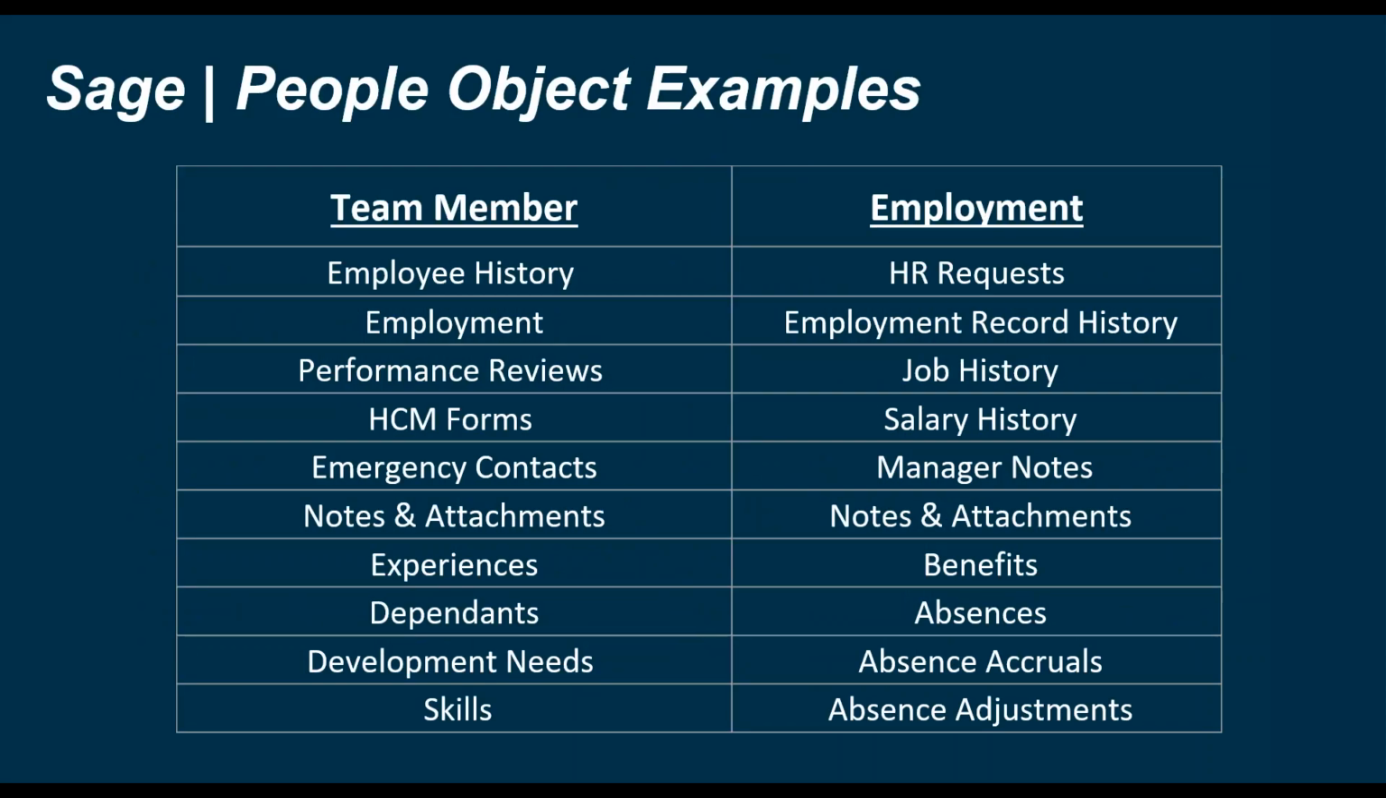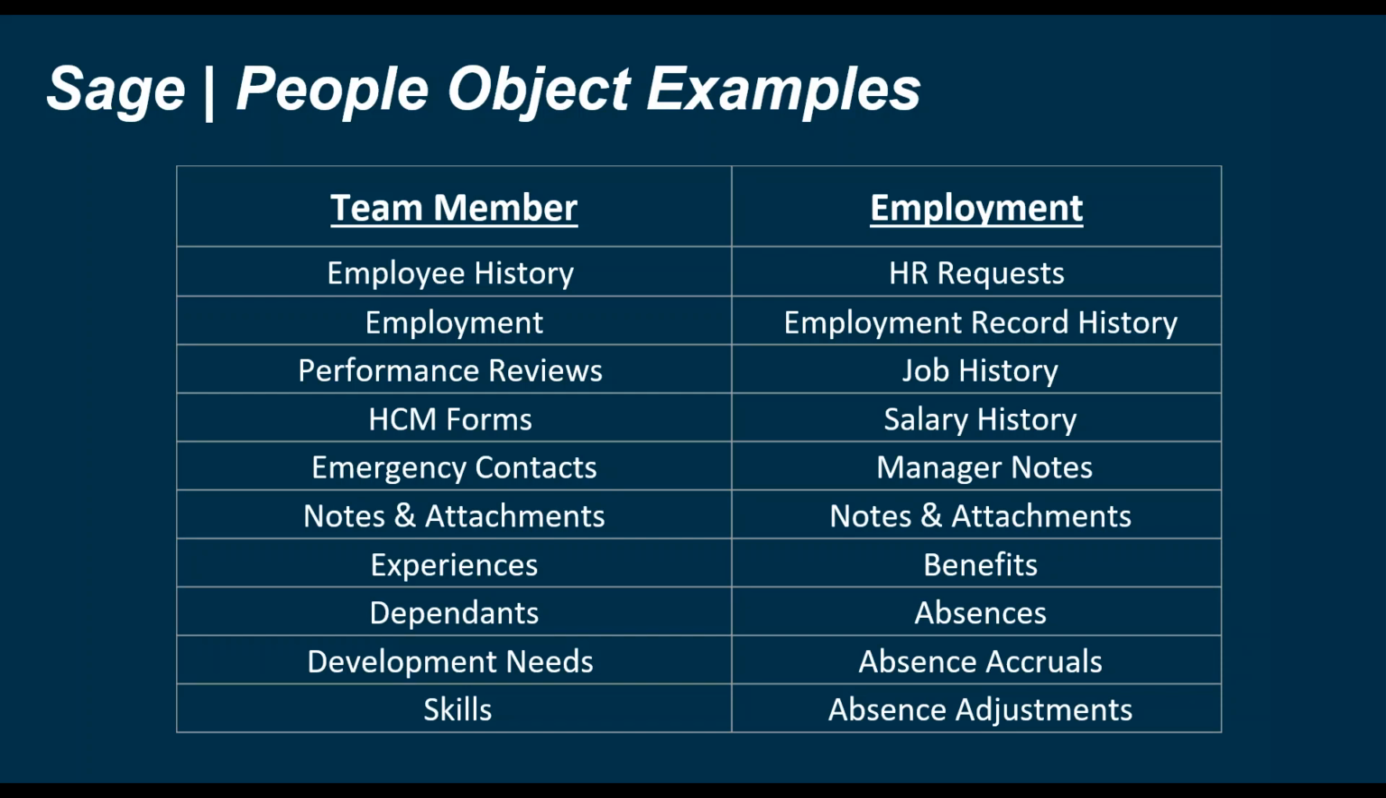In terms of the examples that I can give you, we'll be looking at the 2 main records within Sage People, and that is the team member and the employment records. So as you can see on the data table, you have the team member, and there then are a set of objects that are relevant and related directly to the team member. And then you've also got the employment record, which has another set of related objects linked to them.